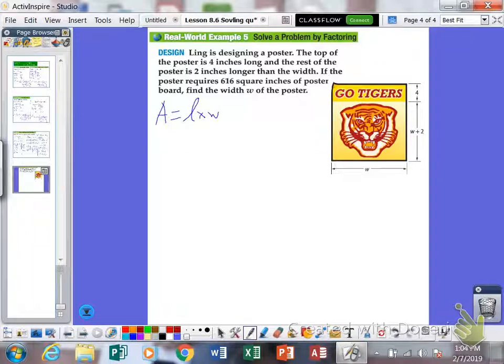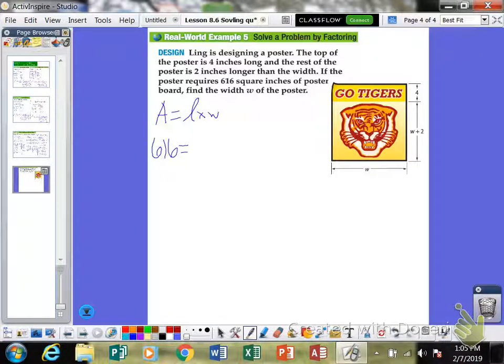We know what our area is, 616. We know our length here is W plus 2 plus 4, because if you notice over here, we have our W plus 2, and then there's also 4 more added on there. That is our length, and then we have our width, which is what we're trying to find.